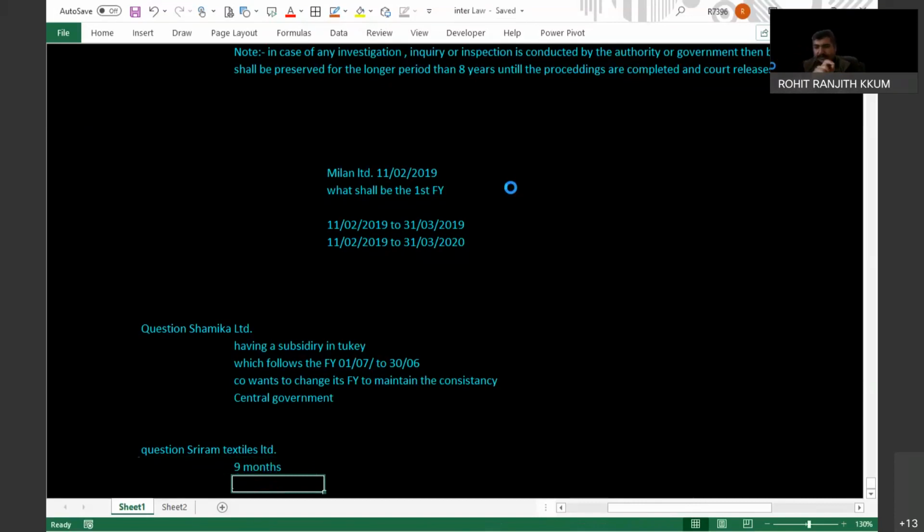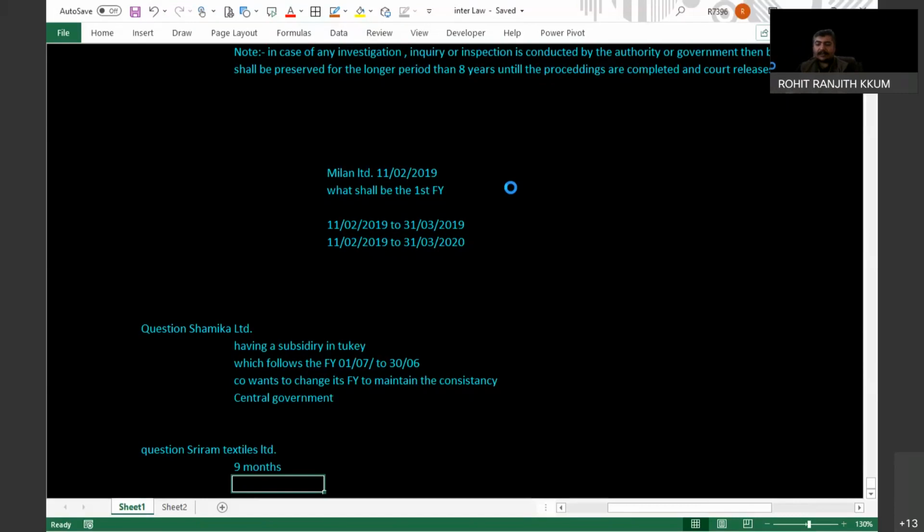So there is a company, Shriram Textiles Limited. For the last many years, its books of accounts are getting closed at only 9 months. And now, after the introduction of the 2013 Act, it has been made compulsory to make it consistent. What are the provisions to make it consistent for all those companies which were following a financial year of less than 12 months, not April to March, but any other financial year?